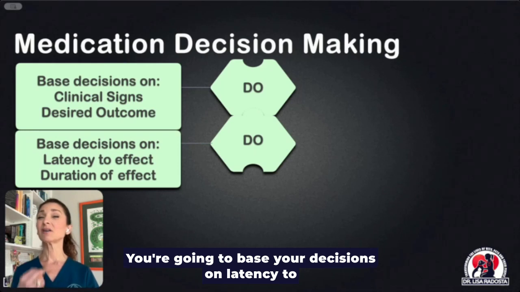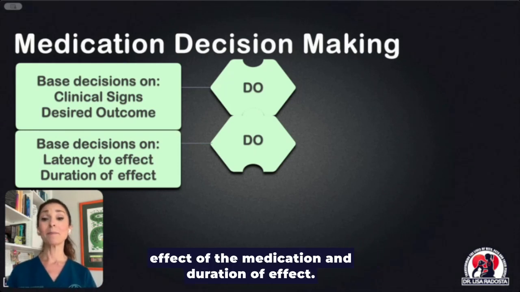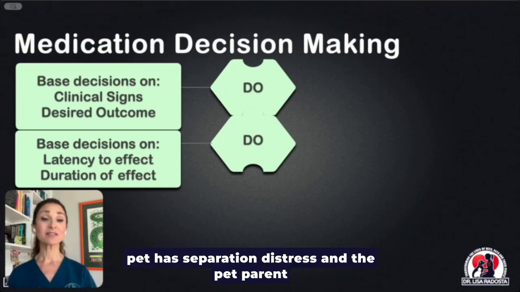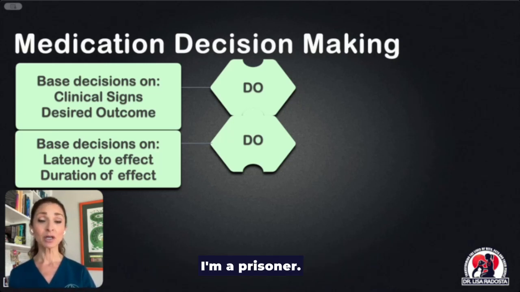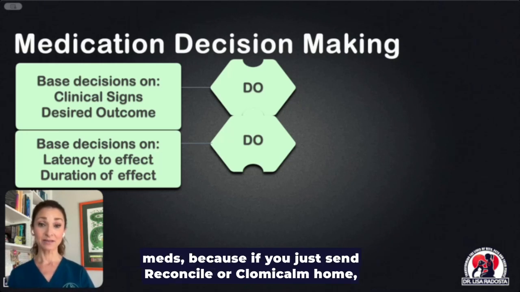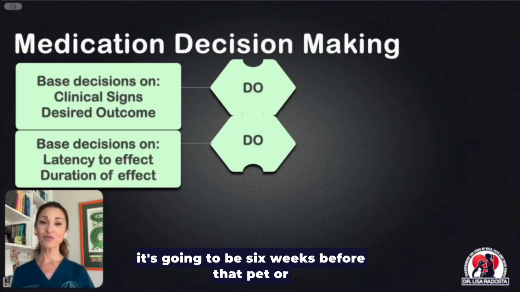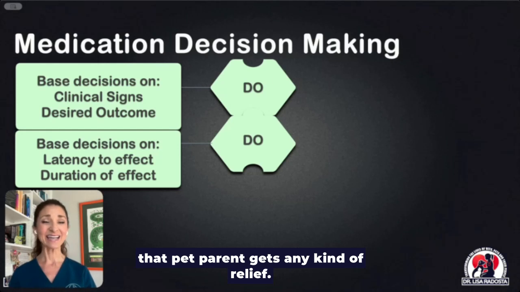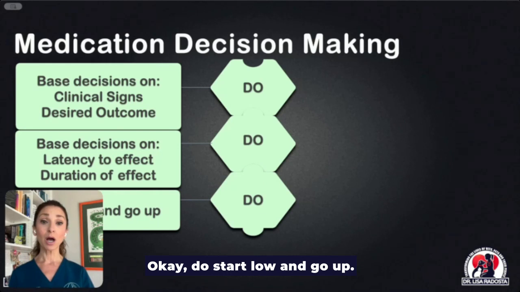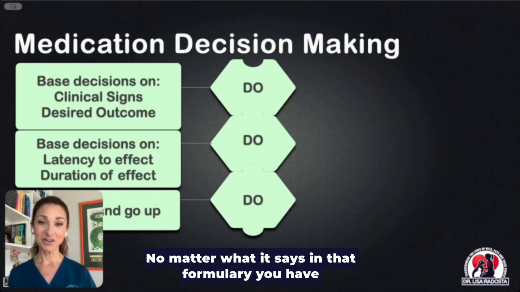You're going to base your decisions on latency to effect of the medication and duration of effect. When a pet comes in with separation distress and the pet parent says, I cannot leave my house, I'm a prisoner, you should be thinking of long-acting meds such as Reconcile and Clomicalm. You also need to be thinking of short-acting meds, because if you just send Reconcile or Clomicalm home, it's going to be 6 weeks before that pet or pet parent gets any kind of relief, and that's not acceptable.